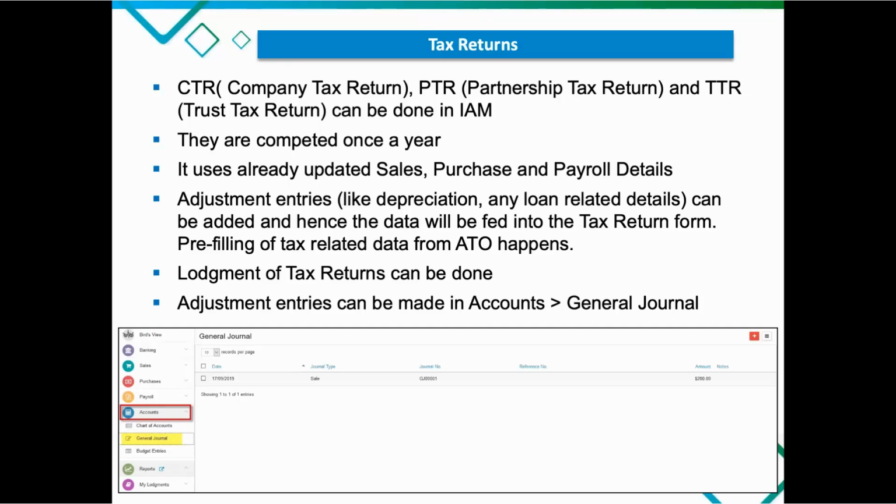Obviously those are completed once a year, and it takes whatever the client is already putting into the system, so sales and purchases and payroll. So it really does become a digital system to help agents work, and the adjustments like depreciation can be done with a general journal. So again, it is a great solution for your very small client.